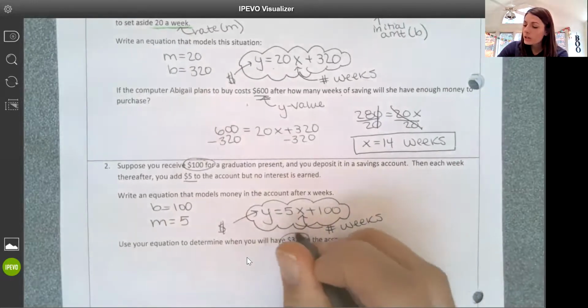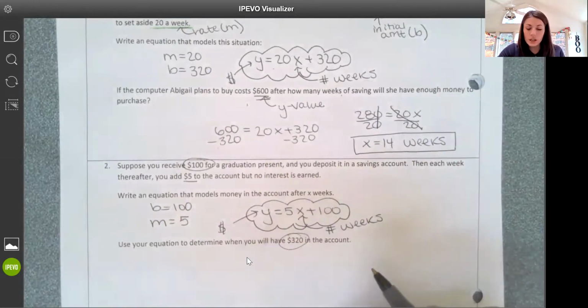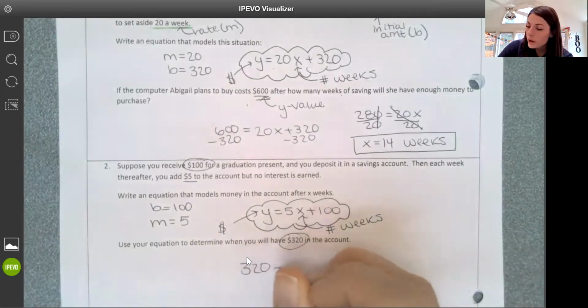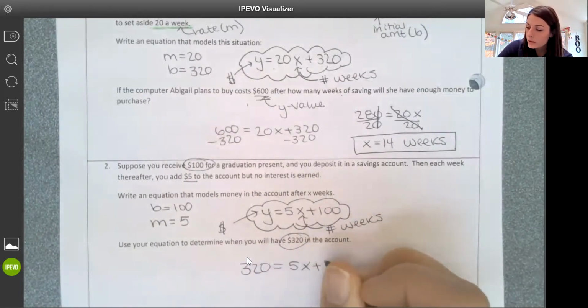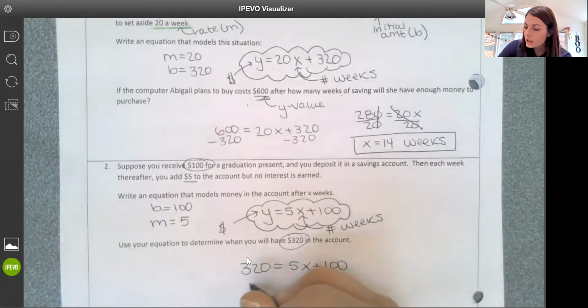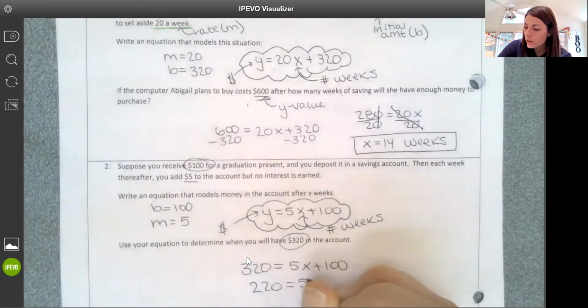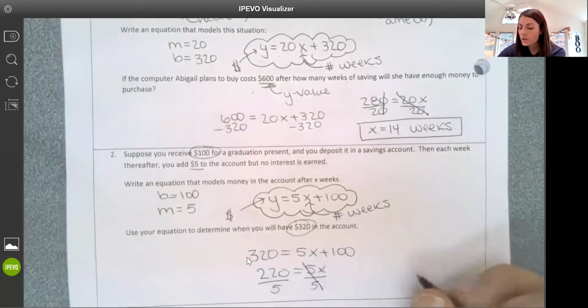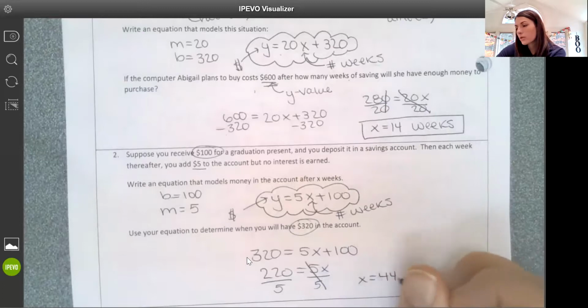So we're going to use that equation to determine when you'll have $320 in your account, which means we would plug that in for y and subtract 100. So I'd have 220 equals 5x. And dividing 220 by 5 gives me 44 weeks.